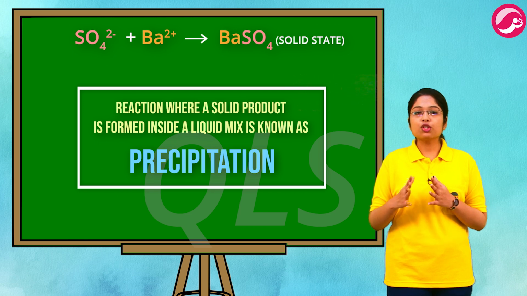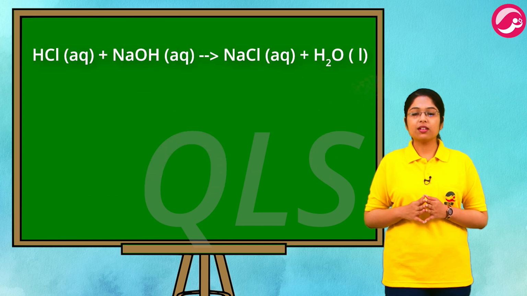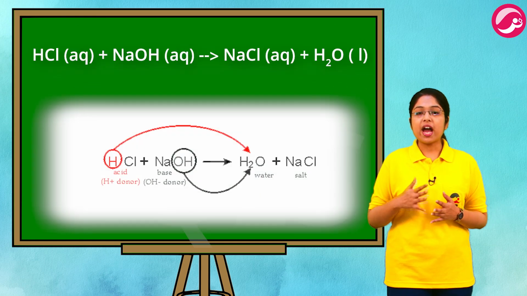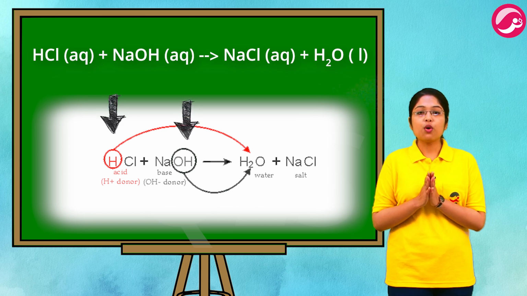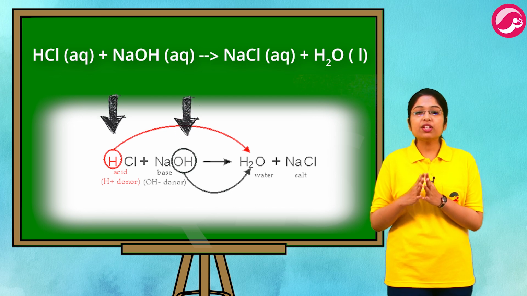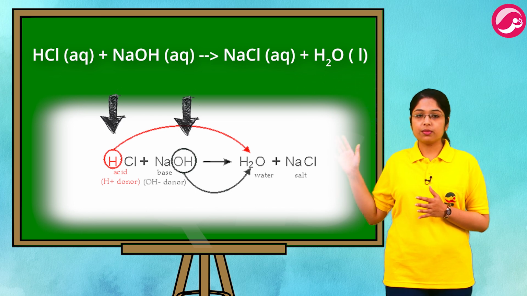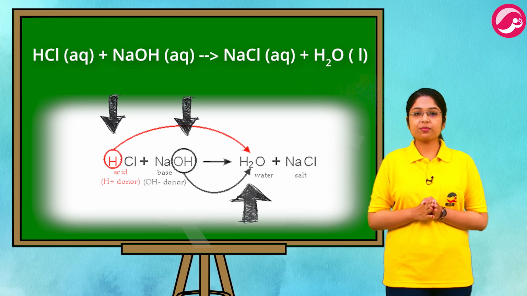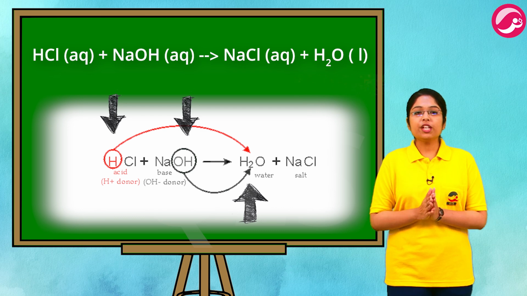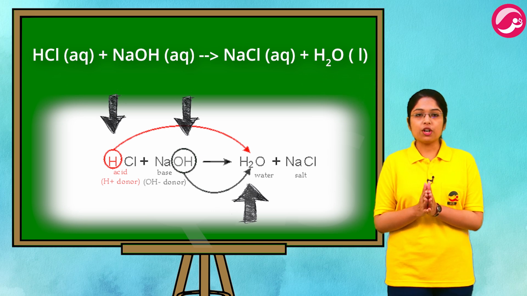Double displacement can also be observed when acids and bases react with each other in neutralization reactions. During neutralization reactions, hydrogen ions of the acid react with hydroxide ions of the base to form water. The remaining ions combine with each other to form the salt. For example, when hydrochloric acid reacts with sodium hydroxide, they give out NaCl, sodium chloride, and water. Here also, sodium and chloride ions combine to form NaCl, while hydrogen and hydroxyl ions combine to form H2O, water.